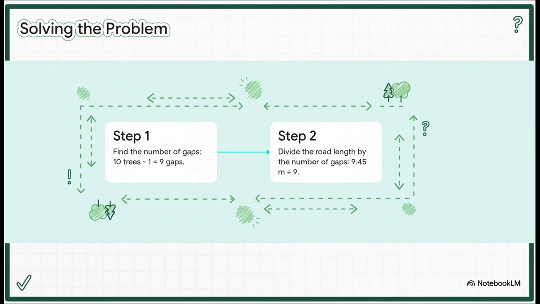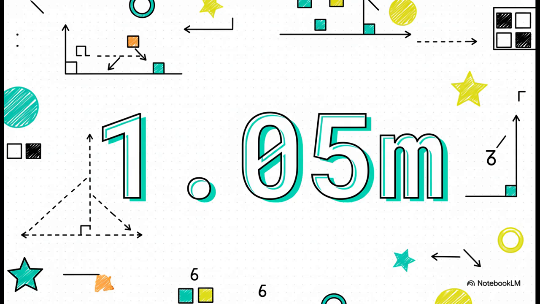So the solution is just a simple 2-step process. First, we figure out the number of gaps. 10 trees means there are 9 gaps. Second, we take the total length of the road, 9.45 meters, and we divide it by those 9 gaps. That's our real division problem. So you do the division, and there you have it. 1.05 meters. Each tree needs to be planted exactly 1.05 meters apart from the next one. And just like that, decimal division helped us build a perfectly landscaped street.